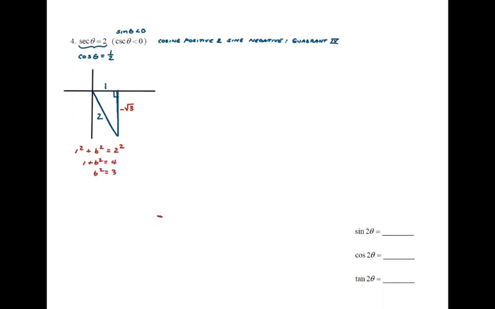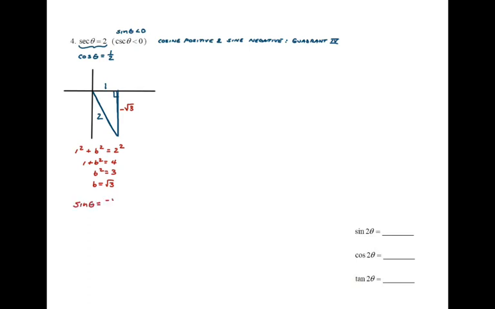So then solving for b, I should get root 3, and then I need to make that negative again because it's below the x-axis. That's just me verifying that that third side is negative root 3. But remembering that that's a special right triangle would be obviously a little more straightforward way to get there. Now that I have my triangle, I'm going to identify sine, cosine, and tangent.